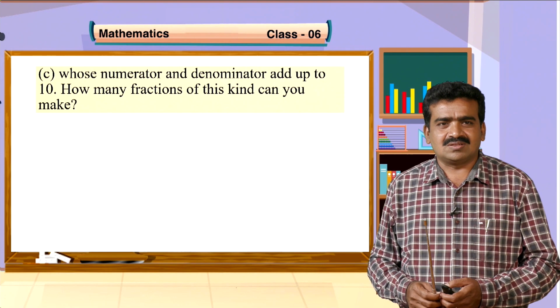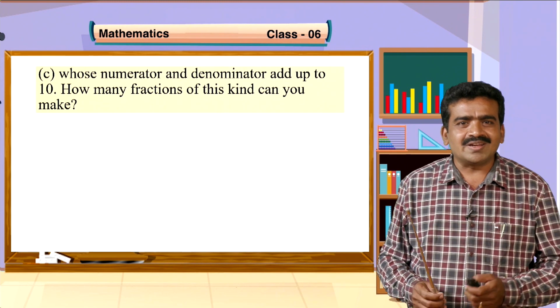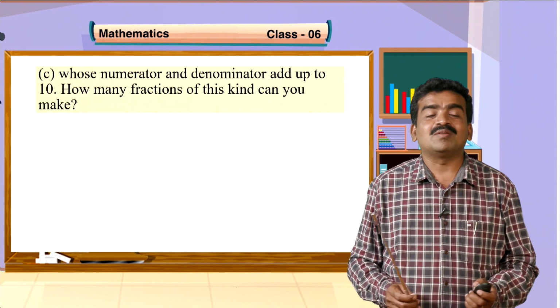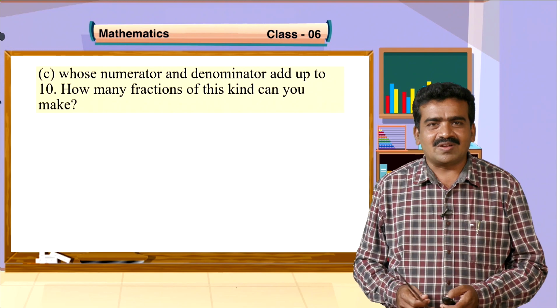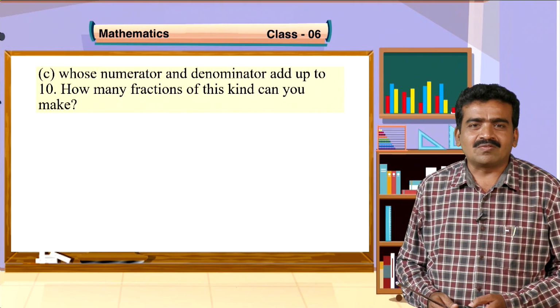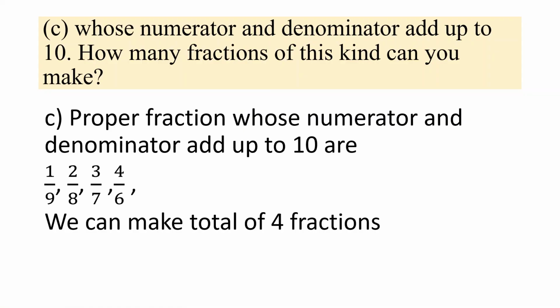Now, come to question number 3, or the C question, whose numerator and denominator add up to 10. That means if you add the value of the numerator and denominator, we should get 10. How many fractions of this kind can you make? Here we can write 1 by 9, 2 by 8, 3 by 7, 4 by 6. So, these are the proper fractions that add up to 10. Like this, we can list 4 proper fractions which add up to 10.